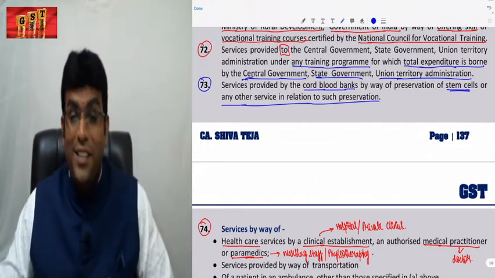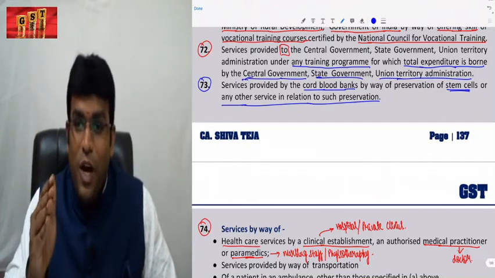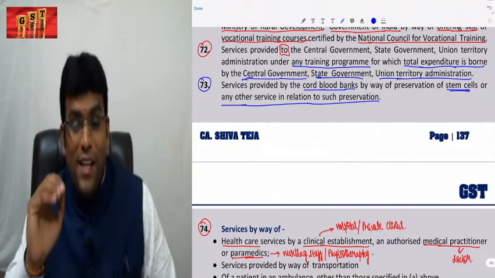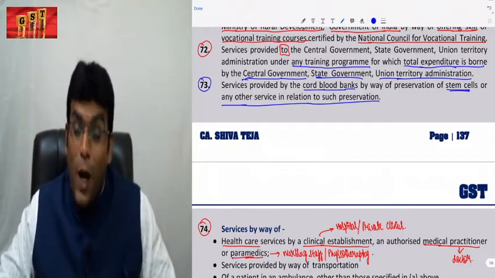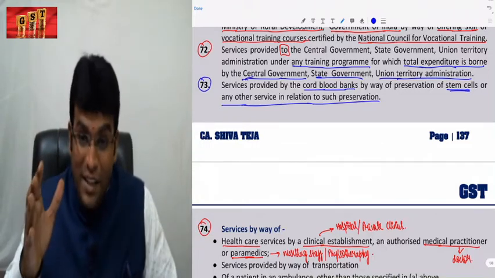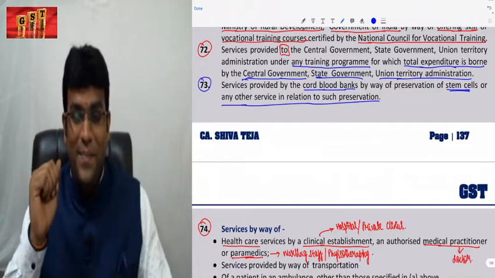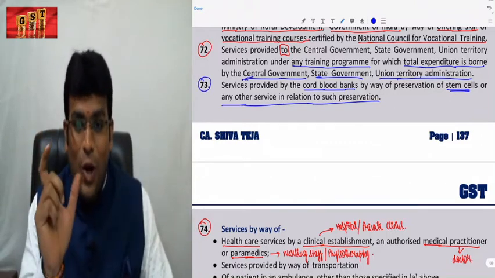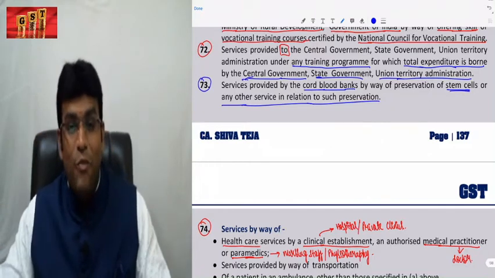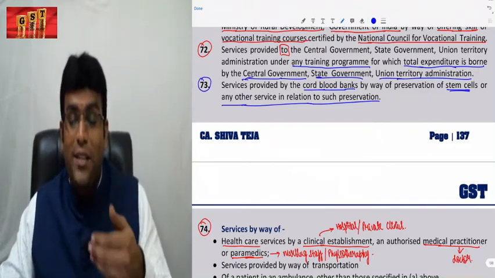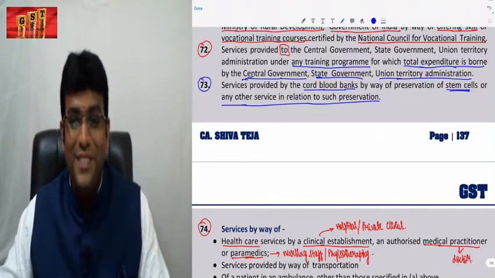And in India, there are a lot of companies providing the services of preservation of stem cells, and we call them cord blood banks. Normal blood banks preserve the blood, but cord blood banks preserve the stem cells. When the baby is born, they cut the cord and preserve the stem cells, which can be used in a future health emergency for the particular child. Clear, friends? Done.